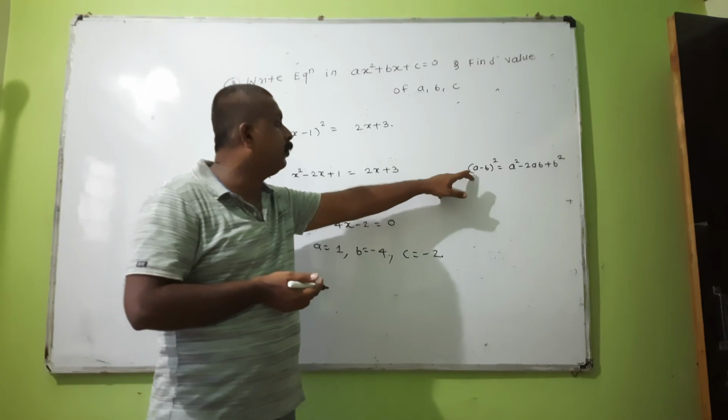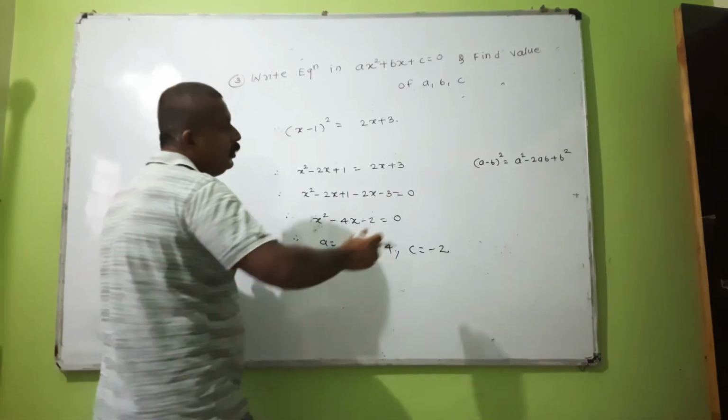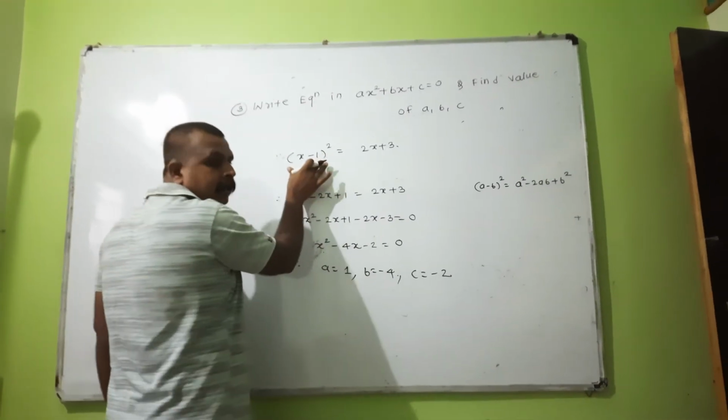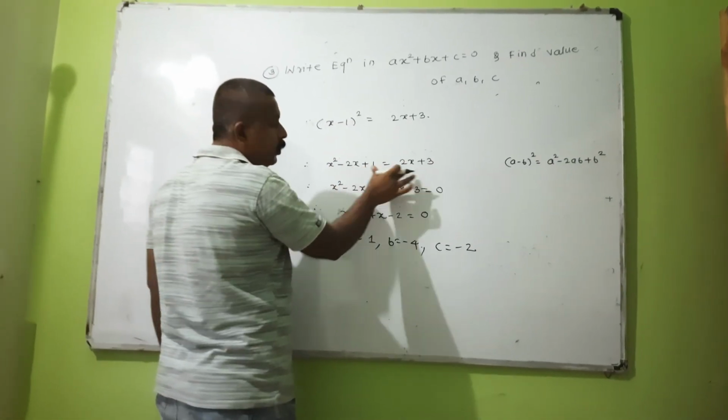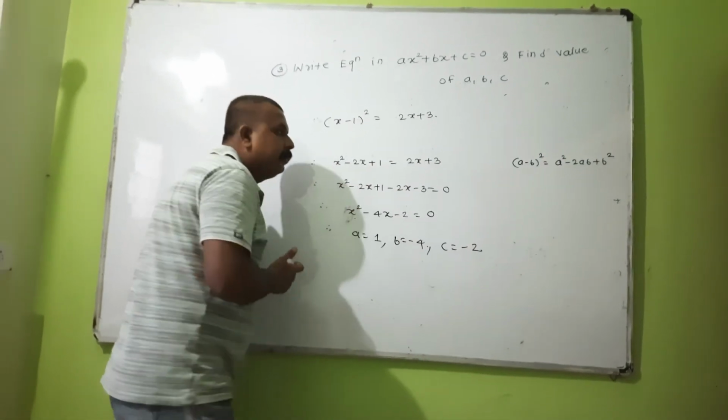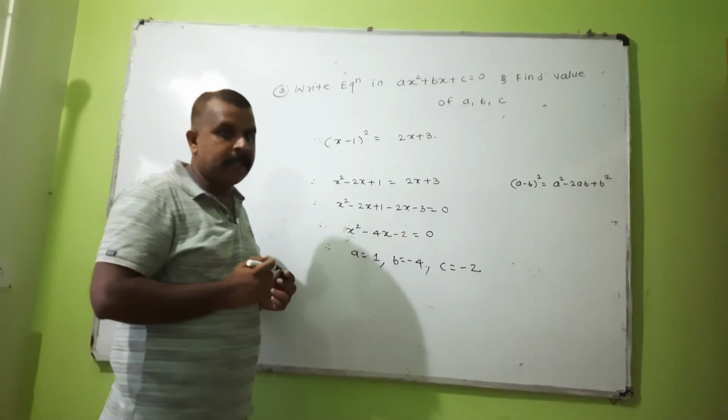Okay, so here I use this identity. By using this identity, I expand this bracket. So (x minus 1)² becomes x square minus 2x plus 1 equal to 0. After that, I shift all the right side terms toward the left side.